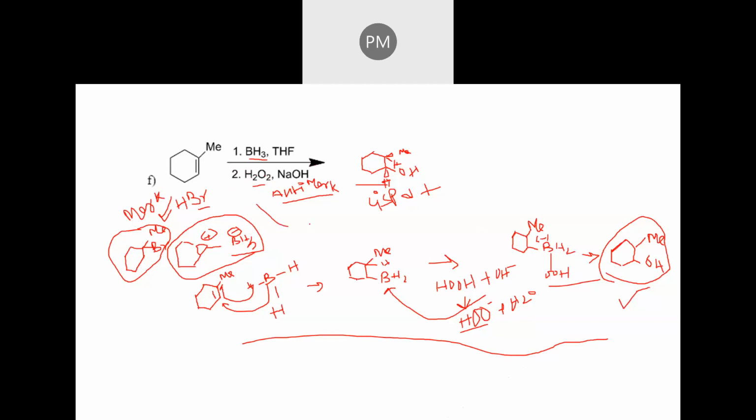So the anti-Markovnikov addition also happens with HBr and H2O2. So they also give the anti-Markovnikov product, like this product where the substitution will happen at the least substituted position.